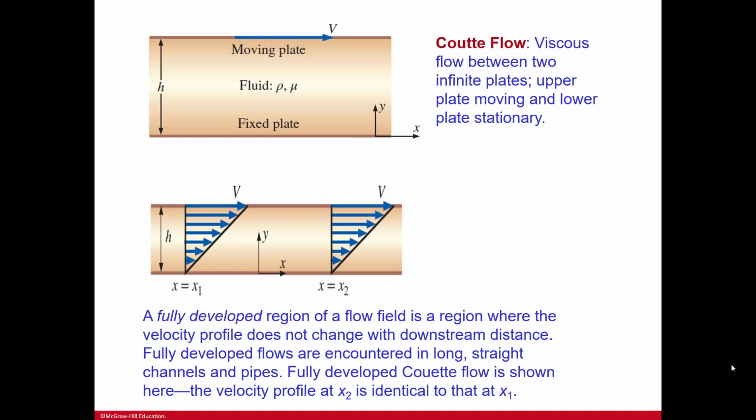A fully developed region of a flow field is a region where the velocity profile does not change with the downstream distance. Fully developed flows are encountered in long, straight channels and pipes. Fully developed Couette flow is shown here. You can see that the velocity profile is identical at x1 and x2. It doesn't matter, because it does not change with the downstream distance when it is fully developed. So that is the caveat: it does have to be fully developed.